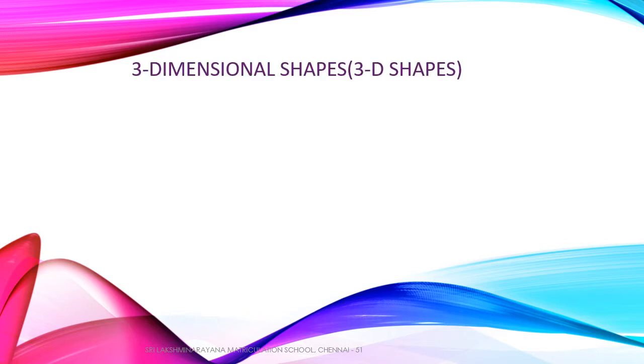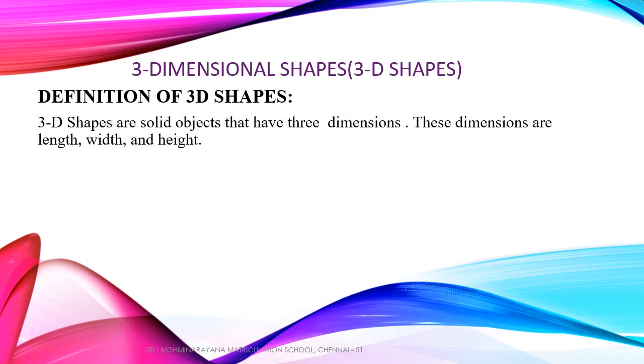3D shapes. Solid shapes have three measurements, length, breadth and height. So a solid shape is also known as three dimension or 3D shape. Cube, cuboid, sphere, cone, cylinder, these are examples of 3D shape.